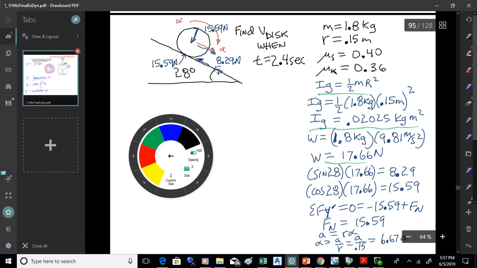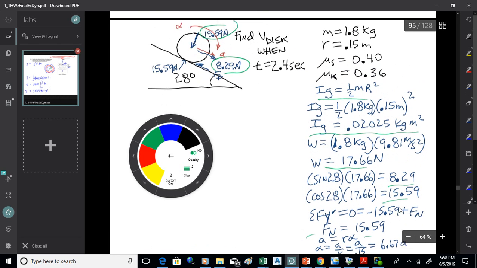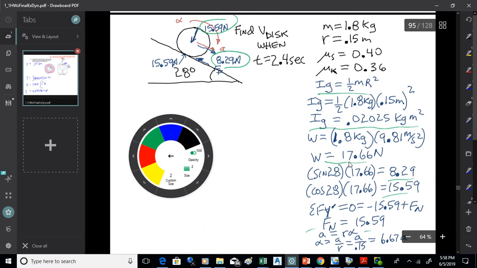Of course, we've got the weight at 17.66. Then we do the trig on the weight and get that broken up into components, and I've got that shown here, okay? All right, and then we could do sum of Fy prime, solve for the normal. It's 15.59. And then I could use the fact, if no slipping, that a is R alpha. So if that's the case, alpha is a over R, which would be a over 0.15, which is the radius there. And that would be alpha is 6.67a. Okay, so that's the basic information that I start with.